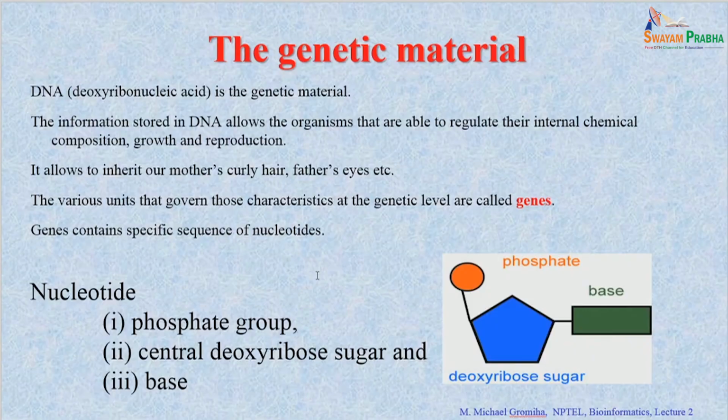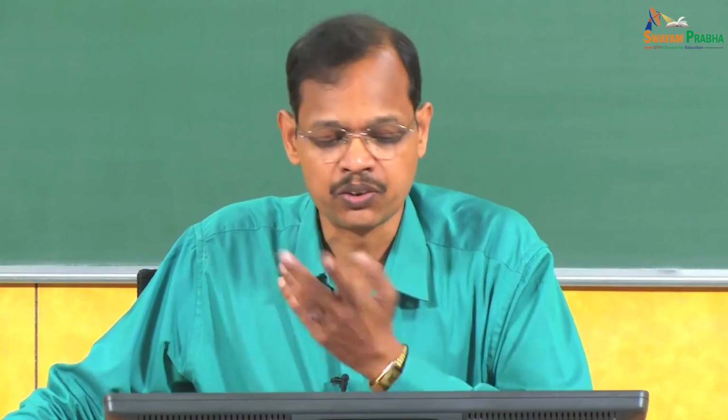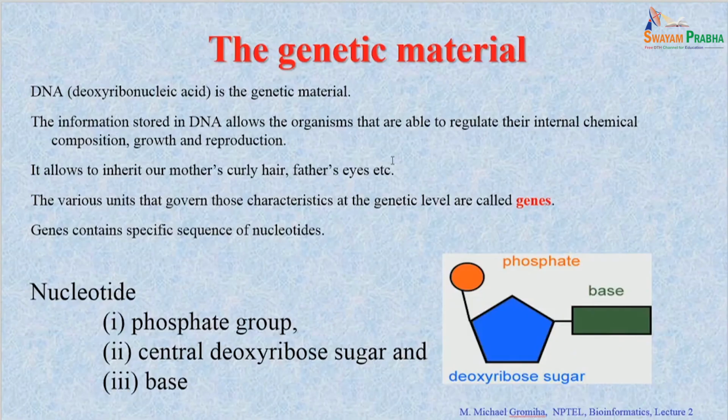If we talk about DNA, it is genetic material and the information stored in the DNA allows organisms to regulate their internal chemical composition, growth as well as reproduction. For example, it allows mother's curly hair and father's eyes and so on, that we know as getting the genetic information. So, the various units that govern these characteristics at the genetic level are called genes. There are several genes and collectively they form a genome sequence.